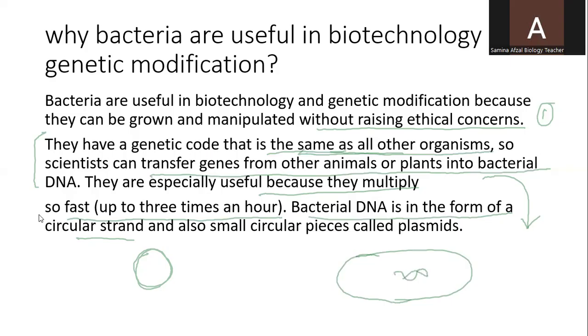You can see chromosomes, which are without a nucleus. They are embedded in the cytoplasm in the center. And beside this chromosome, there are other circular DNA, which are called plasmids. So that is the reason they are useful in both of these fields, biotechnology and genetic modification.